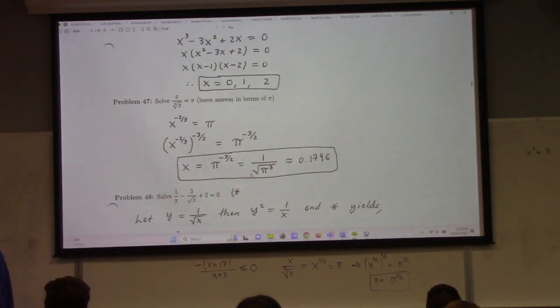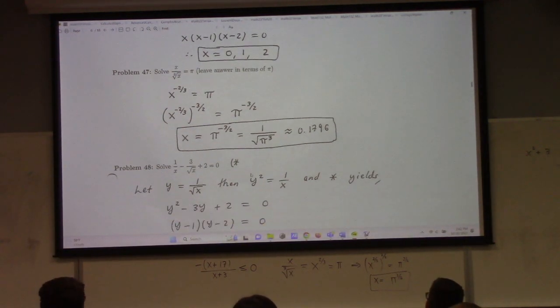Another one you guys want to look at, let's look at the 48. Well, I guess it's there.